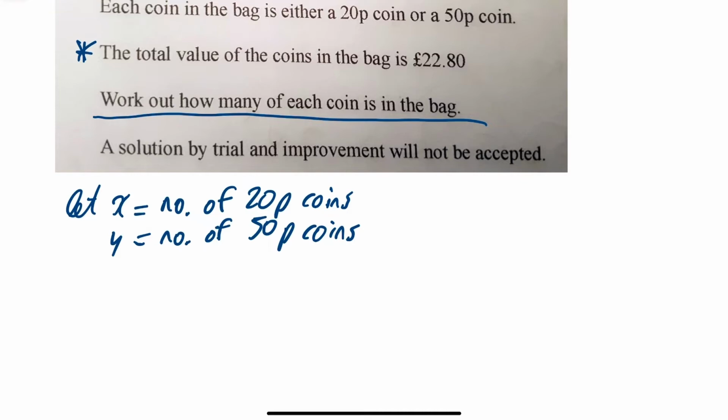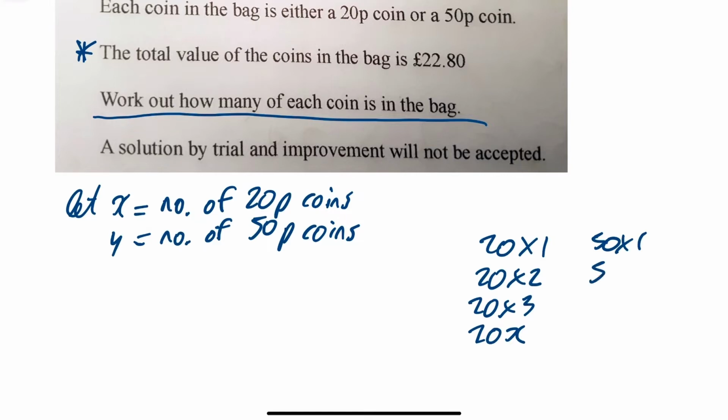So each 20p coin is worth 20p. So if you imagine you had one of them, it would be 20p times 1. If you had two of them, it would be 20p times 2. Three of them, 20p times 3. So if you have x of them, it's going to be 20 times x, which we would write as 20x. Likewise, for the 50p, each one of them is worth 50. So if you had one of them, it's 50 times 1, 50 times 2, 50 times 3. So if you had y of them, it would be 50y.